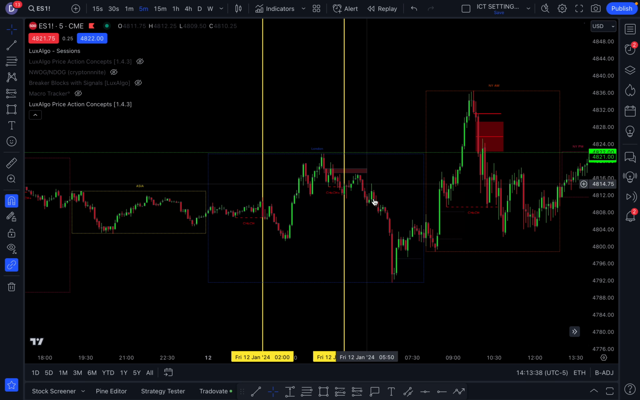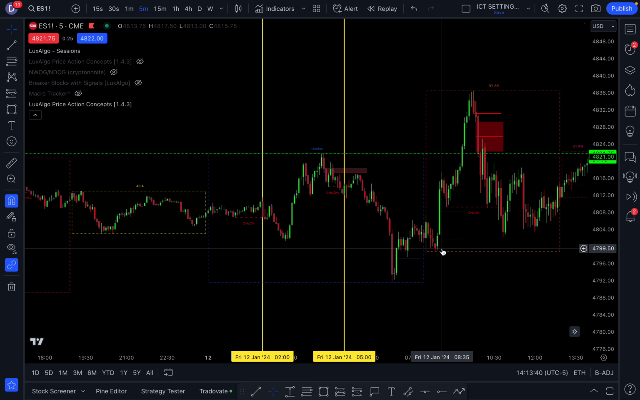Okay, so what would you expect? Because we expect that in New York open, from New York open we would expect the price to retrace a bit, still not take out the London high, and then continue going down, making a new lower low. That's how we do it normally.